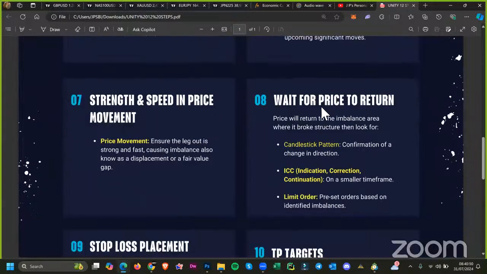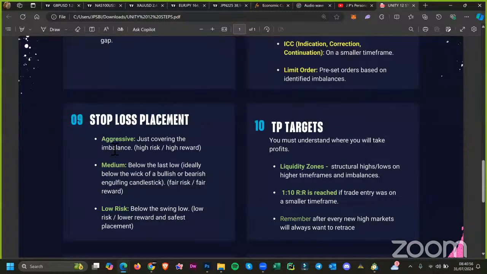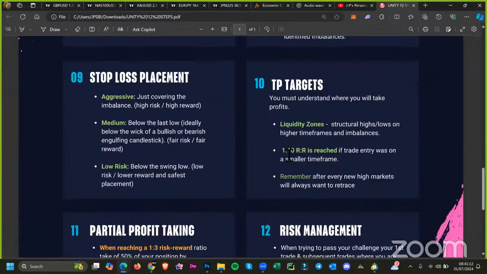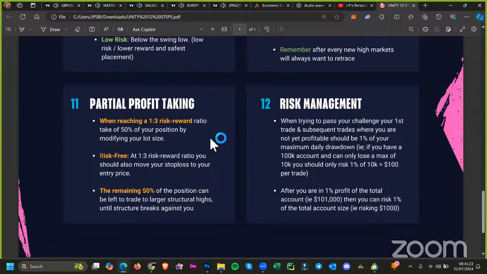Did you wait for the price to return? Did you place your stop loss in the right place? Is it aggressive, medium, low risk? Do you understand the implications of those things? Your TP targets. Have you seen a target for your trade where you're going to get out? Can you see an opposing liquidity zone? Can you see some structural highs and lows? Have you got to a risk to reward ratio of a 1 to 10? And you're like, wow, I've done great. And you're still trying to hold on because you wanted to go to a 1 to 100. No, forget about that. Take your money. All right. Do you understand how to take partial profits? Right?